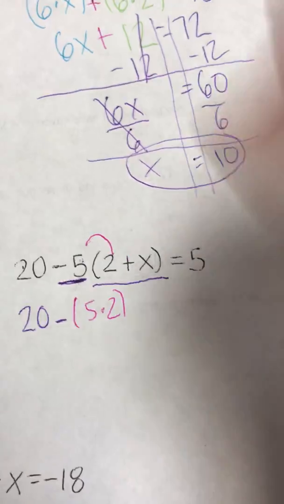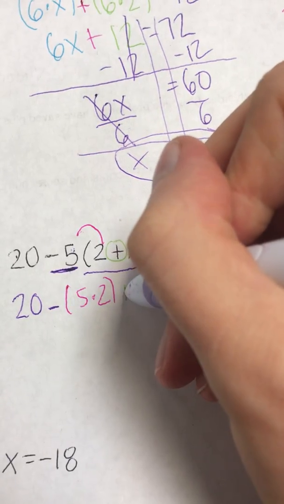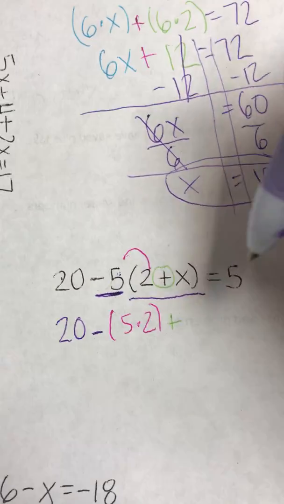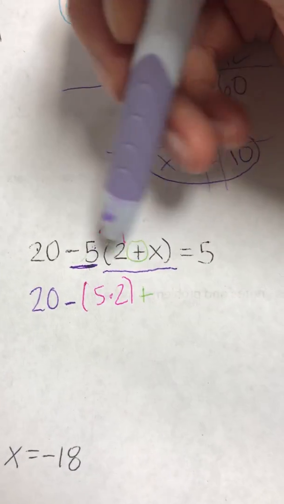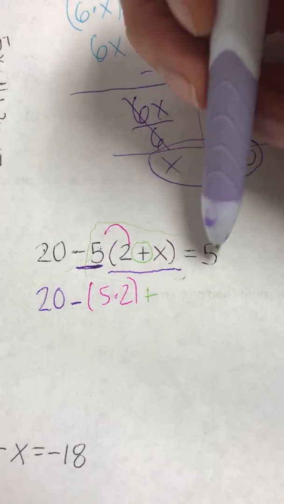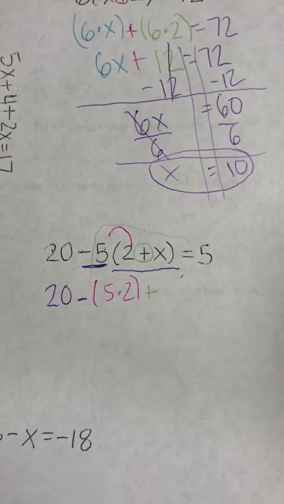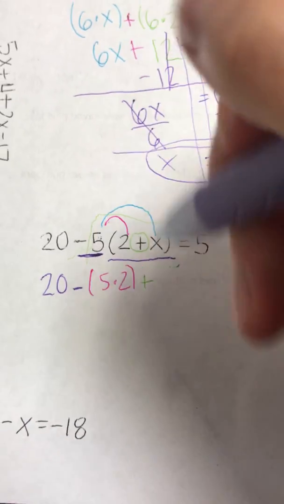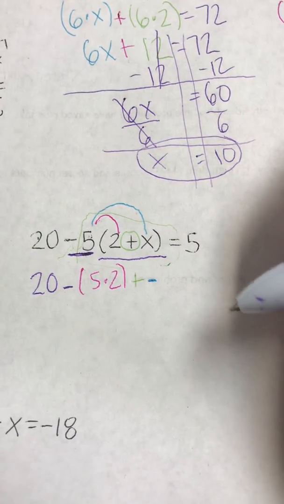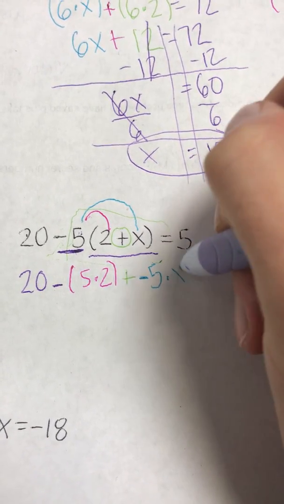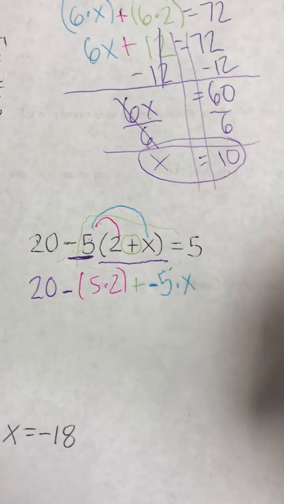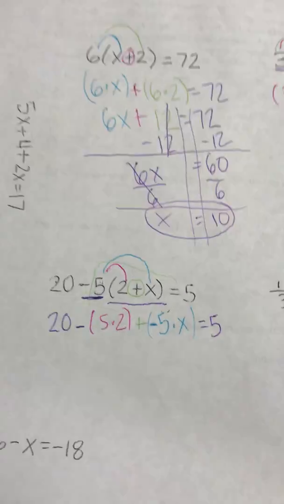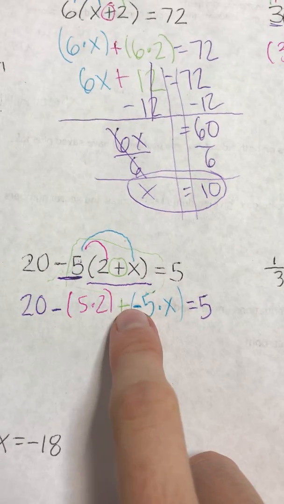Then I have a plus, so I keep my plus, and now here we have a minus, so I need to be sure we're subtracting everything here. This whole distributive property part right here is being subtracted. So this multiplication is being subtracted. So I also have a minus 5 times x, and then in the end that equals 5. So when I have a plus and a minus like this, it turns into a negative 5.